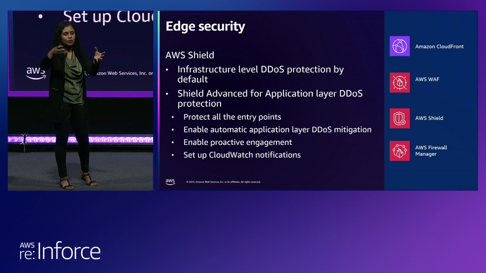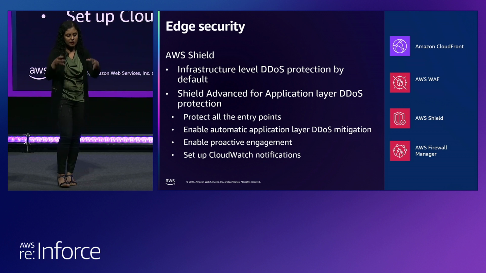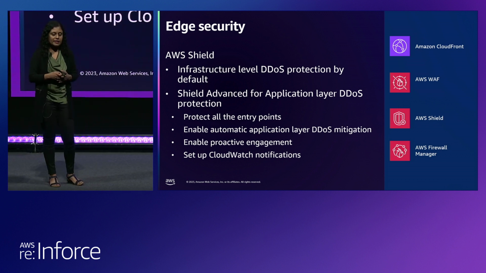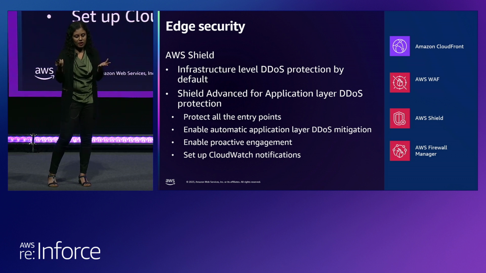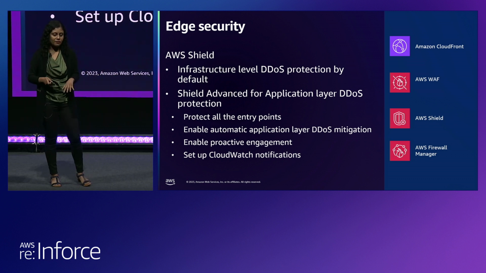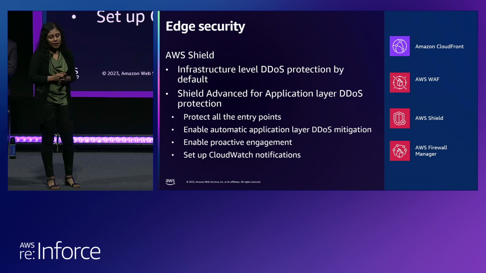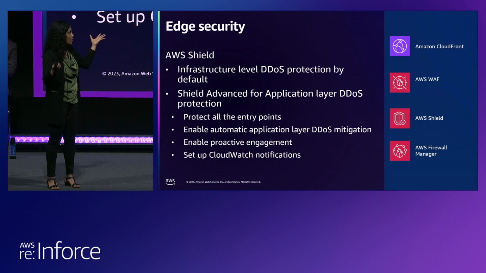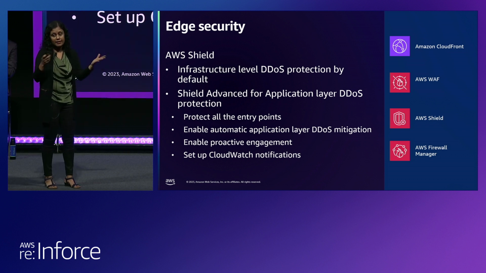The reason is, if you do it twice, you will be paying data transfer out fees twice. So always consider only protecting the entry point here. And consider enabling features like automatic application layer DDoS mitigation, proactive engagement, things like that. I'm not going to dive deep into these things due to time constraints. However, just to end, you can use AWS Firewall Manager to manage WAF and Shield rules at scale.